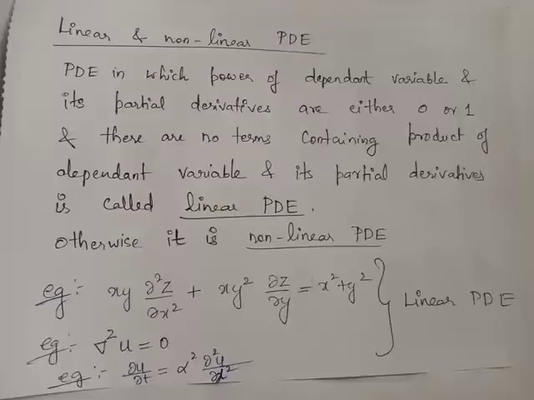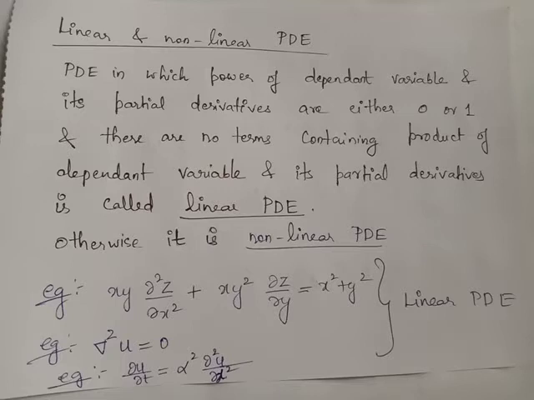How do we distinguish between a linear partial differential equation and a non-linear partial differential equation? In the given partial differential equation, if you find that the dependent variable and its partial derivatives occur in product form, that is, if z is the dependent variable depending on the independent variables x and y, and it has partial derivatives ∂z/∂x and ∂z/∂y.